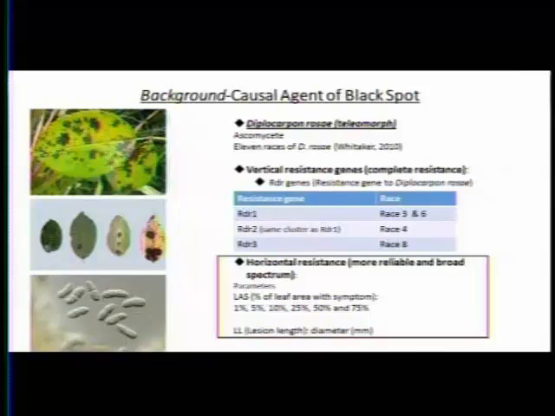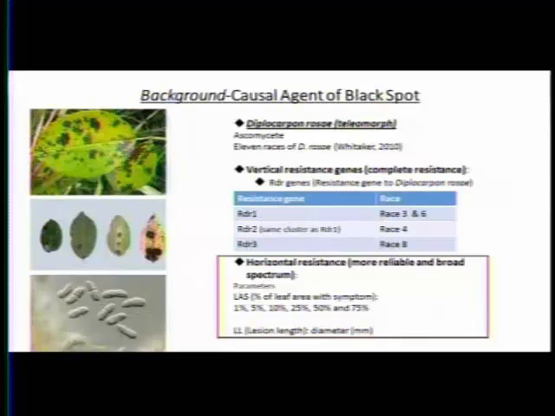The other one is horizontal resistance. It's also called quantitative resistance or partial resistance. Based on the name, we can tell it doesn't show complete resistance to the disease. Instead, it's more reliable and shows broad spectrum activity against several races of this pathogen. We think that by pyramiding many resistance genes, it will give us stronger resistance against the pathogen. And our lab is mainly focusing on horizontal resistance.